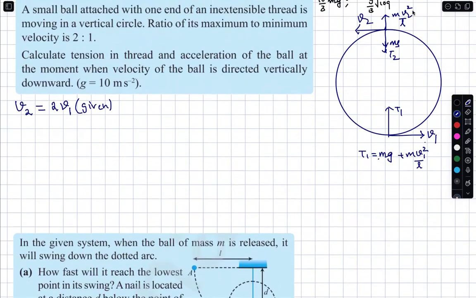Any doubt? One minute. Let me write. T1 is mg plus mv square by L. The mistake is that V1 is 2V2 actually. So T1 is mv1 square by L and T2 is mv2 square by L minus mg.